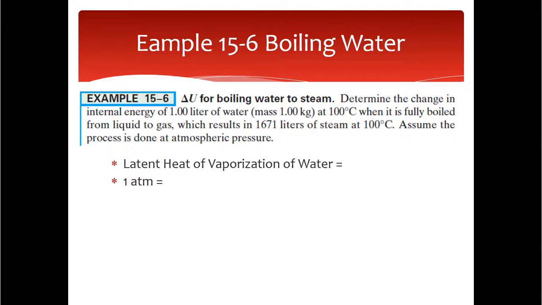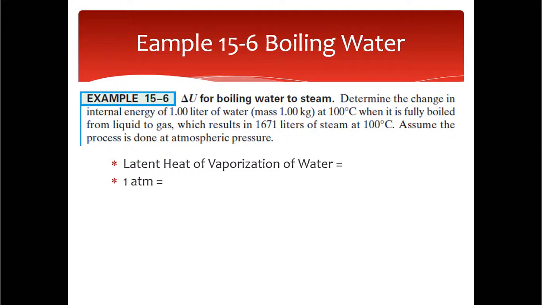In example 15-6, delta U for boiling water to steam. What we're looking at is a change in internal energy based on boiling water. The question states, determine the change in internal energy of 1 liter of water at 100 degrees Celsius when it is fully boiled from liquid to gas. This results in 1,671 liters of steam at 100 degrees Celsius. Assume the process is done at atmospheric pressure.